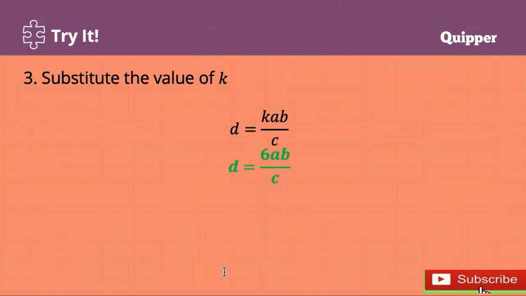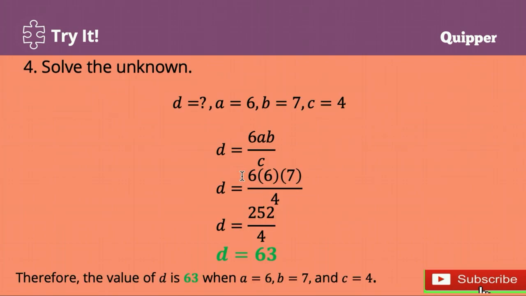Third, substitute the value of k to the original equation to determine the equation of the variation. We have D is equal to 6AB over C. And this is our working equation. We are going to use this to find the value of D. Solve the unknown. The unknown value here is D.